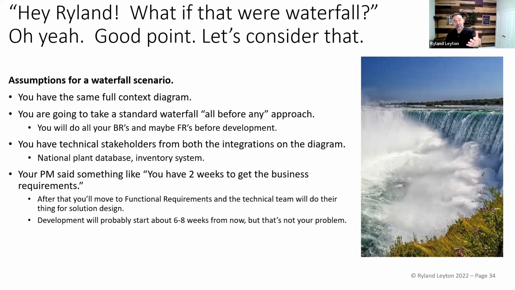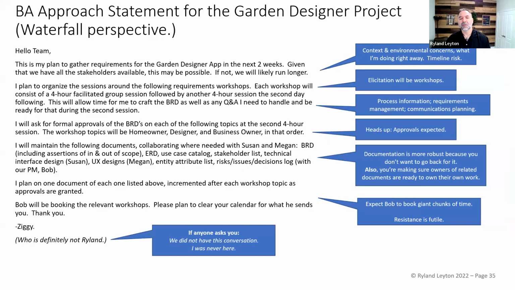So here you go. What do we have? A little different. I'll draw a few things. This is my plan for the next 2 weeks, given that we have all the stakeholders that might be possible. If not, we're going to run longer. Why? If I miss certain stakeholders, I introduce risk. You need to agree to take that risk on or tell me what you want to do, because there's no alternative.